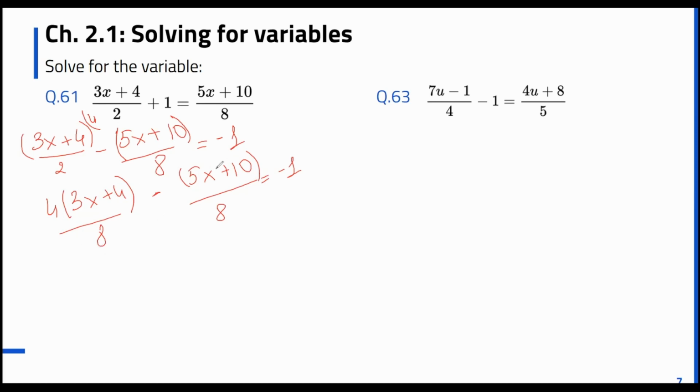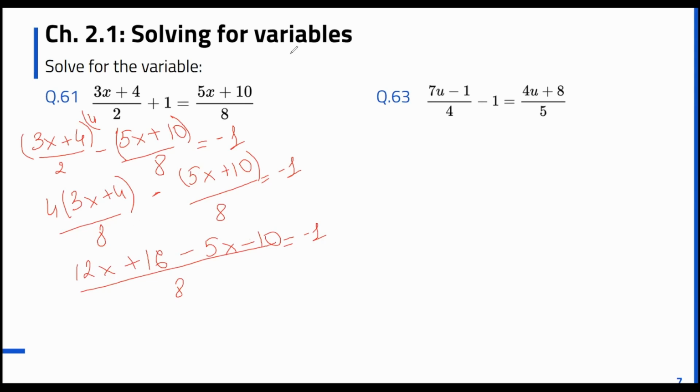So we'll multiply this by 8. So 8, 24, 32, 3 plus 4, minus 8, 5x plus 10 equals minus 8. Actually, I just thought that we should firstly make it simpler and then get rid of 8. So let it be like this: plus 16, we open the brackets, minus 5x minus 10 divided by 8 equals minus 1. Because we don't want to multiply by 32 and these huge numbers. It's not efficient.